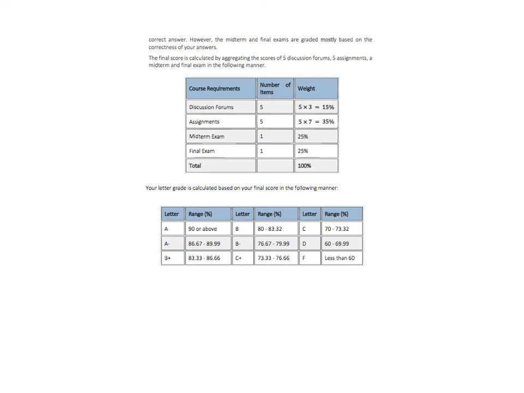And then after we calculate the final score, we will give you your letter grade by using this table. If you get 90% or more, you get an A. A score between 86.67% to 89.99 gets an A minus, all the way to a C, D, and an F. So if you get less than 60, you get an F. If you get 60 to 69.99, you get D.